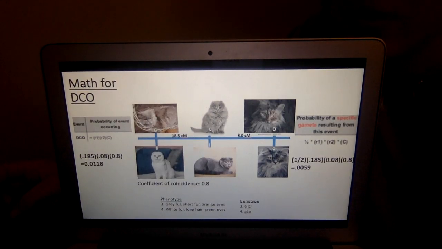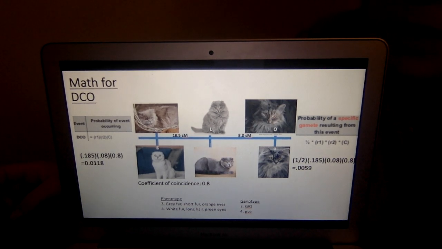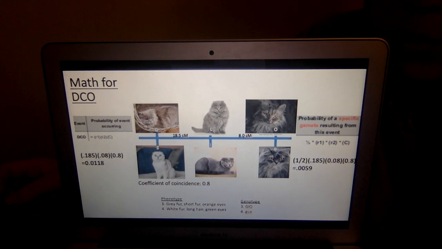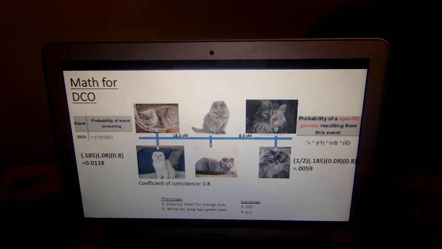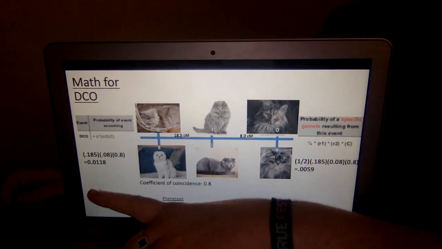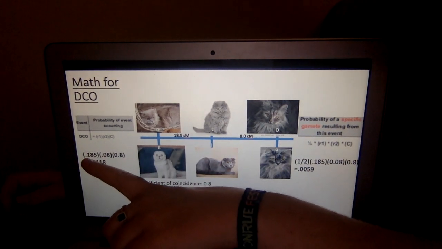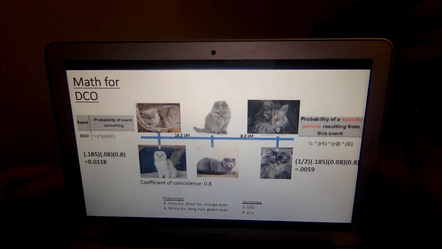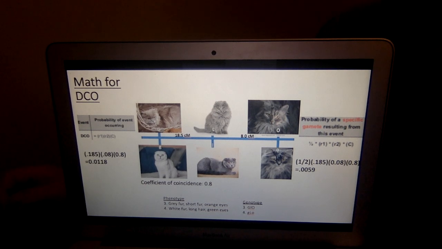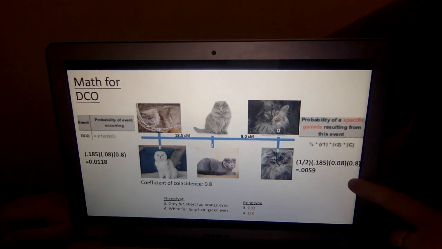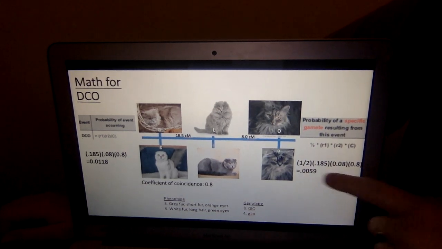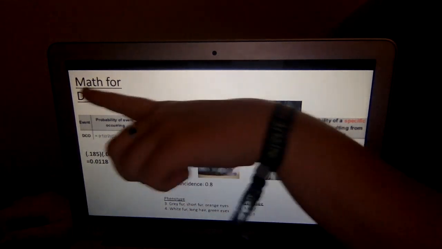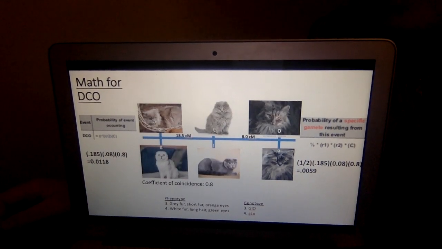And so here let's test for the double and single crossover to see the probability of both and how the double crossover will be less likely. So for this we have the probability of the event occurring, and we put these in decimal form. Then the probability of the event occurring for a specific gamete, you just do the same thing, multiplying it by half.